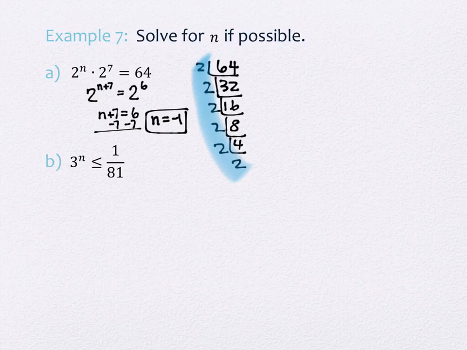So the goal is getting the bases to match. Now B may look a little trickier because you've got a fraction on one side. But the fraction has a denominator, 81, that's not altogether unfriendly. It's a number you're familiar with. You're familiar with it because it's what?